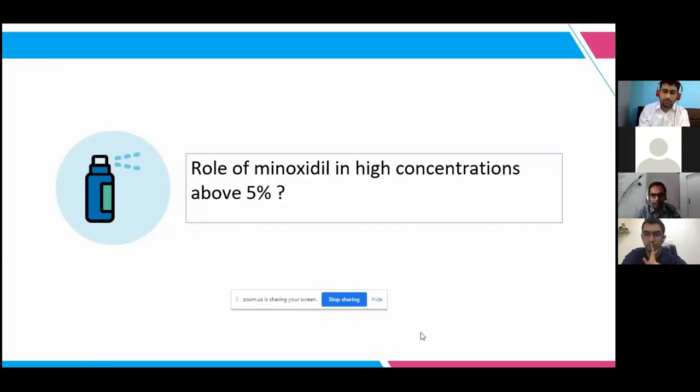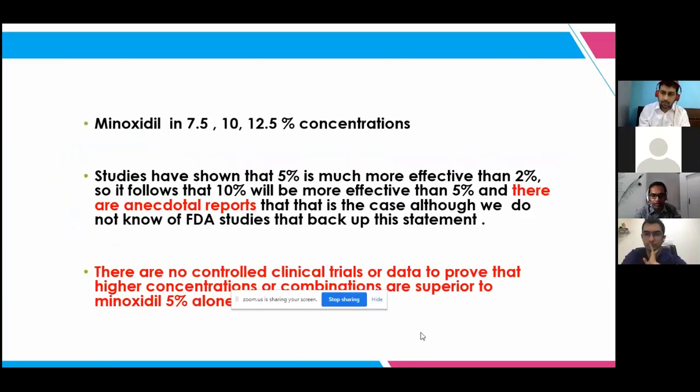Sir, what is the percentage of women who develop hypertrichosis with 5%? Because we are worried about the hypertrichosis that prevents us from giving 5% to women. In your practice, how frequently do you see it? I would say maybe 20%. Only 20. Okay. 20% is a good high percentage. Yeah, it's a high number. I don't deny that. Yeah, very high.